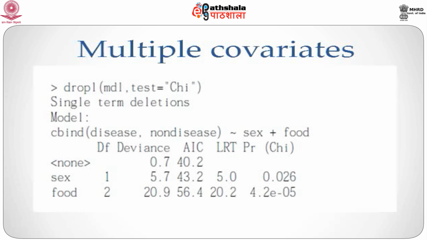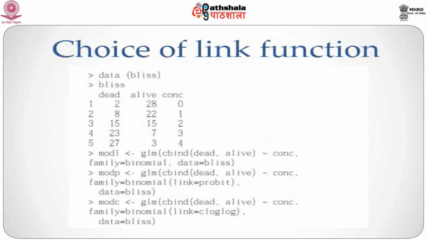So we can see, for example, that dropping sex leads to a p-value of 0.026 and dropping food leads to a p-value of 0.00002, suggesting that both covariates are significant.